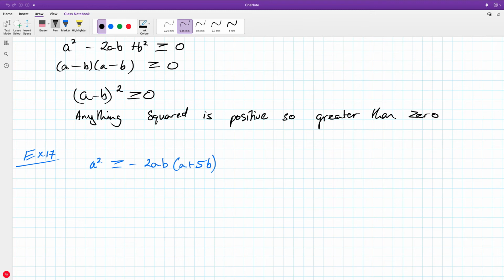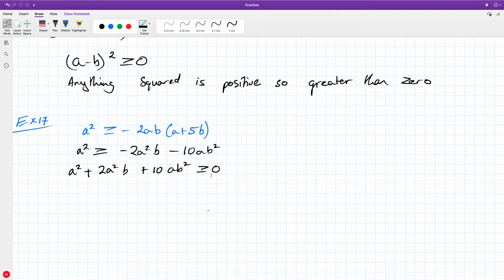Right. A squared greater than or equal to minus 2a squared b minus 10ab squared. Right, everything to the one side. A squared minus 2a squared b, plus 2a squared b plus 10ab squared greater than or equal to 0.